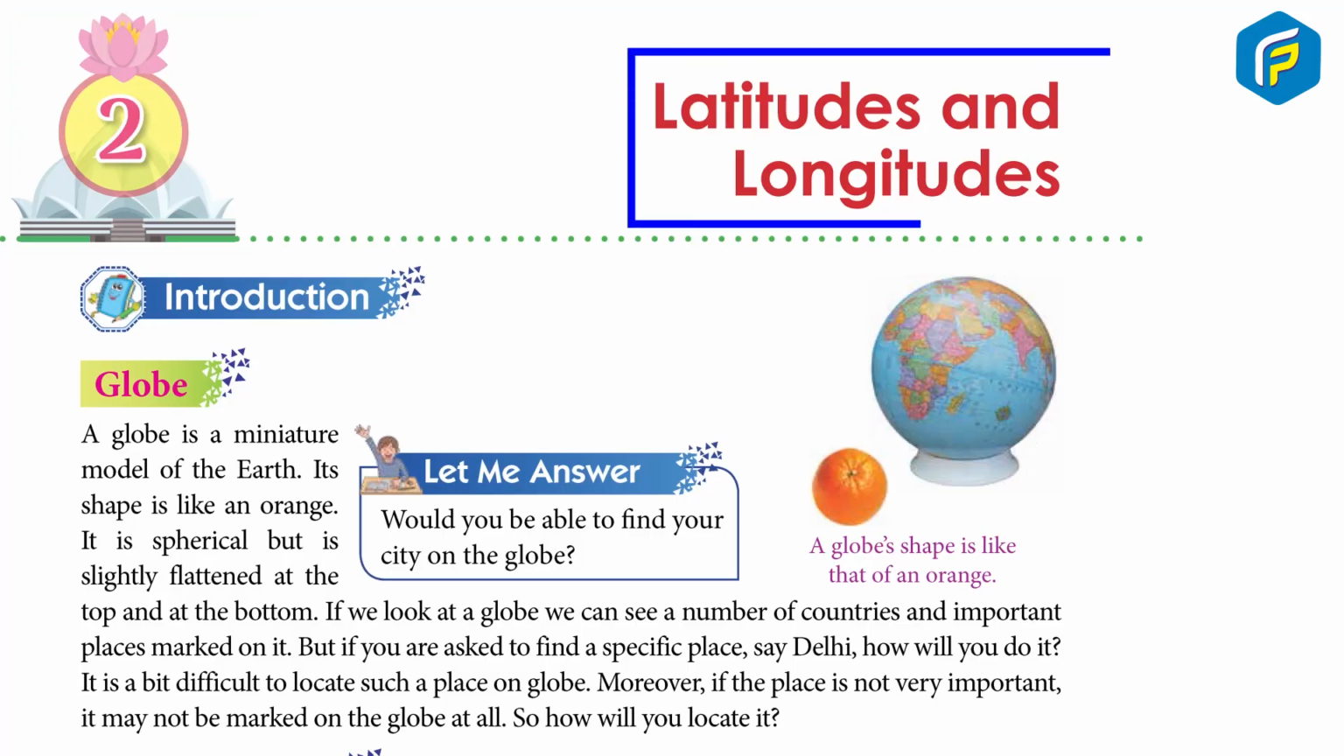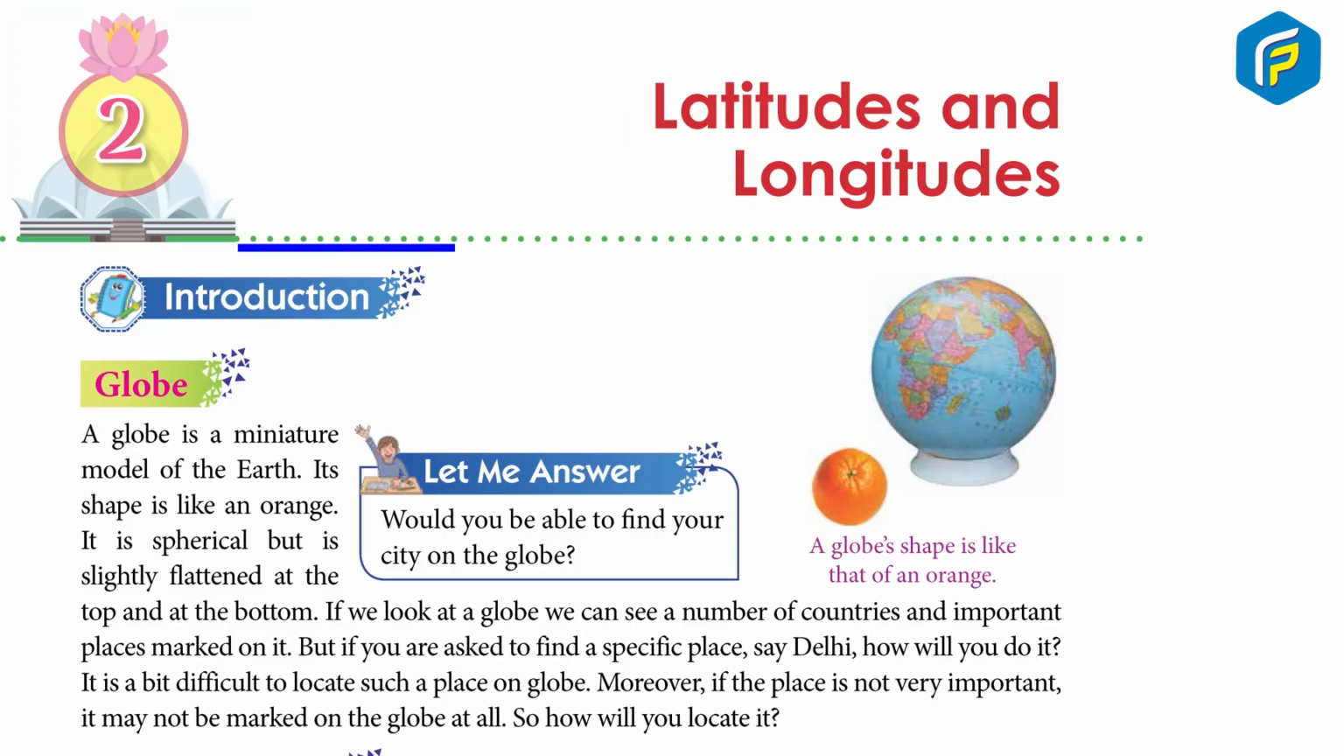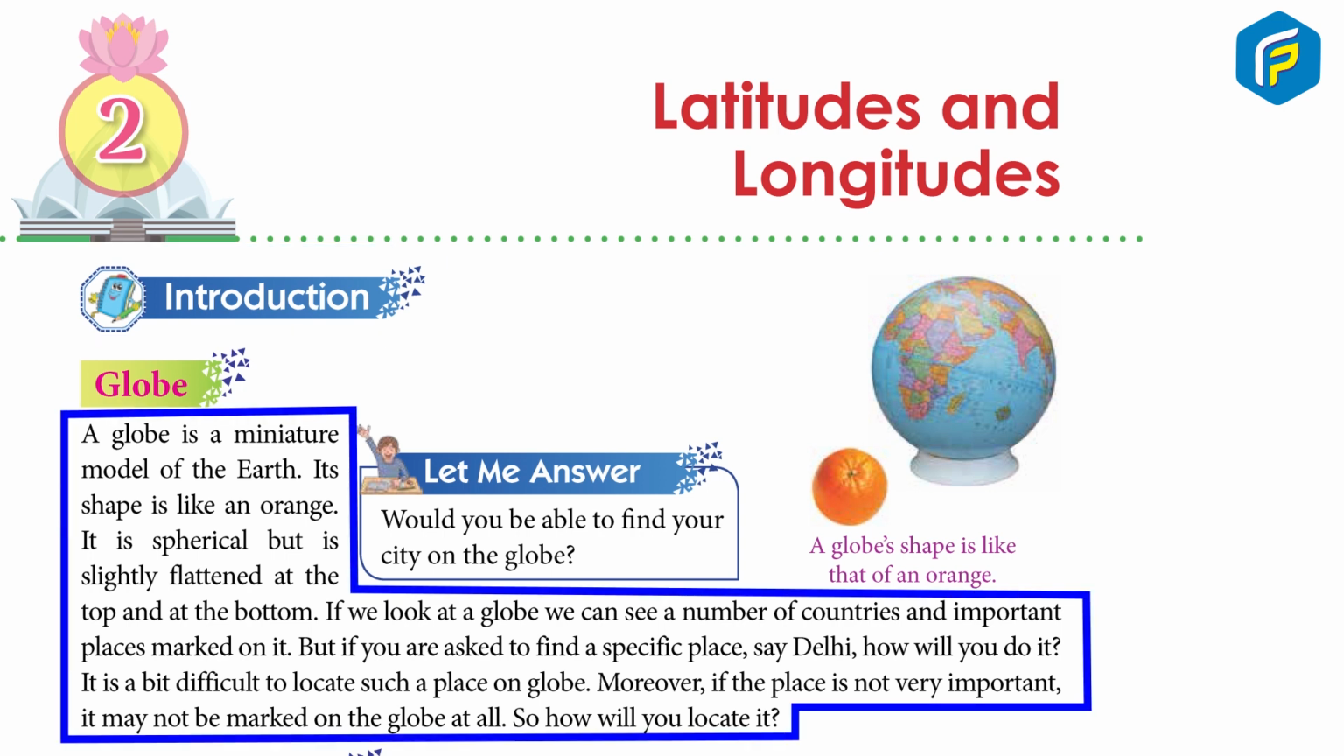Chapter 2, Latitudes and Longitudes. Introduction. Globe. A globe is a miniature model of the Earth. Its shape is like an orange. It is spherical but slightly flattened at the top and the bottom. If we look at a globe, we can see a number of countries and important places marked on it.